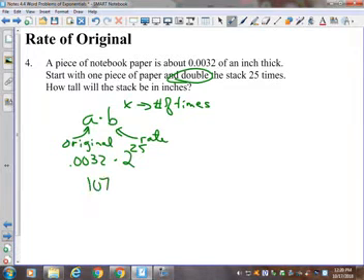107, 374, 1824. 1824, yeah. And that's inches.